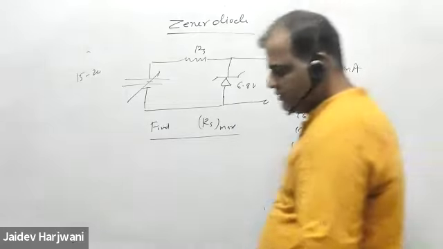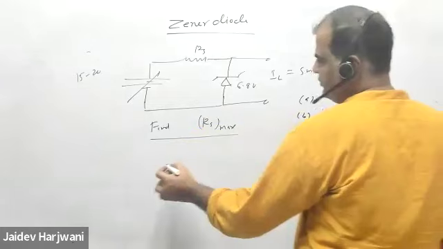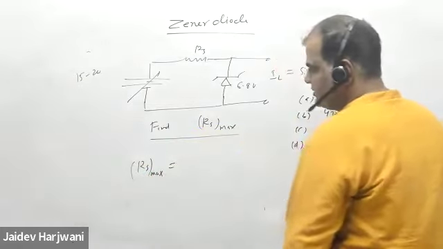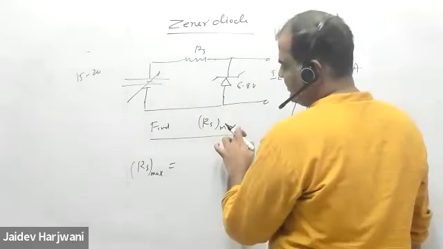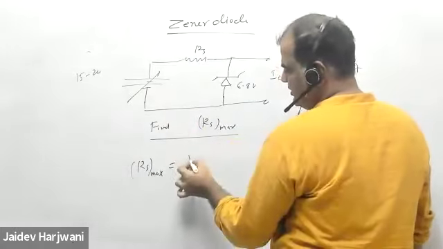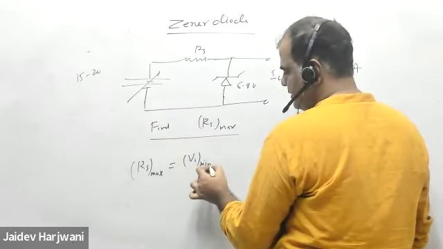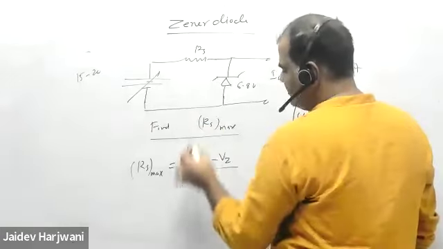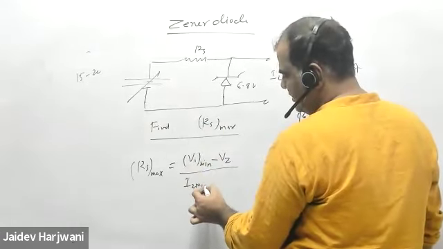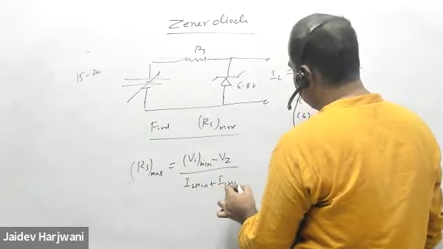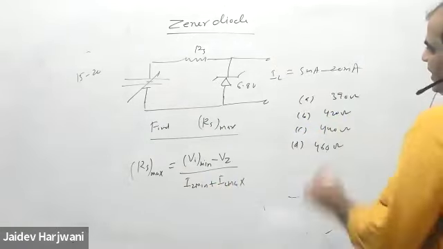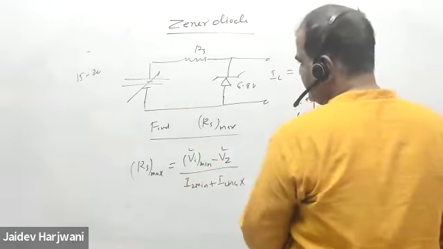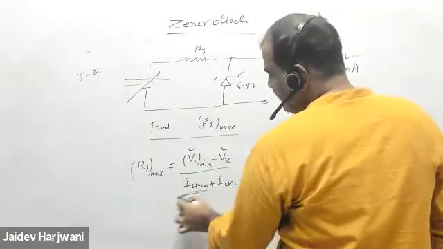Okay. Now, if you want RS max, you can immediately put the formula. RS max is VI minimum minus VZ over IZ minimum plus IL max. So what will I take here, minimum VI minimum. I will take VZ. And when I take VI minimum, obviously my current is IZ minimum, and I will take IL max. Now IL max is given in the question. VI minimum is given. VZ is given, 6.8 volt. IZ minimum is not given.